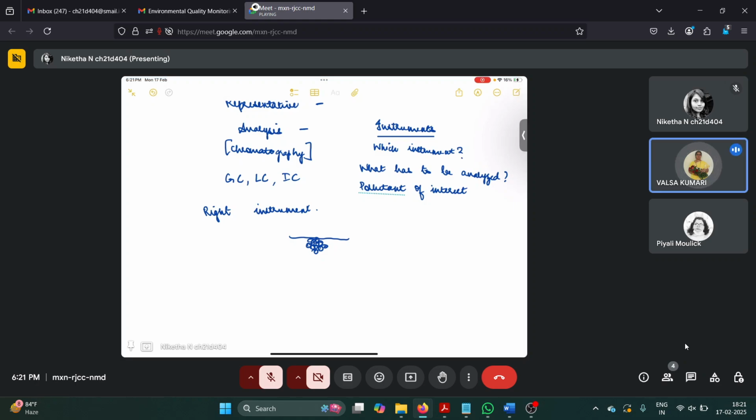It has to be dissolved in a suitable solvent. Exactly. Solvent is added so that the organic chemical passes into solution. So, in order to make it suitable so that it can be injected into the instrument, first we have to separate the chemical from the soil, and that can be done with the help of solvents. Solvents are just chemicals which are used for separating the pollutant of interest from the given sample.